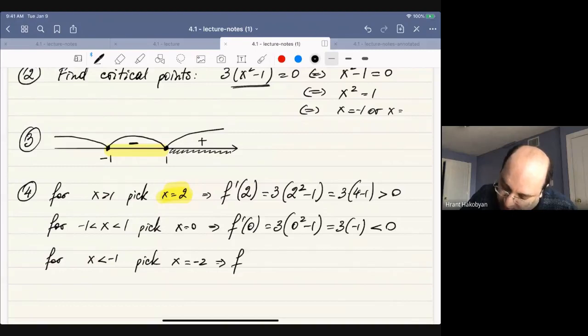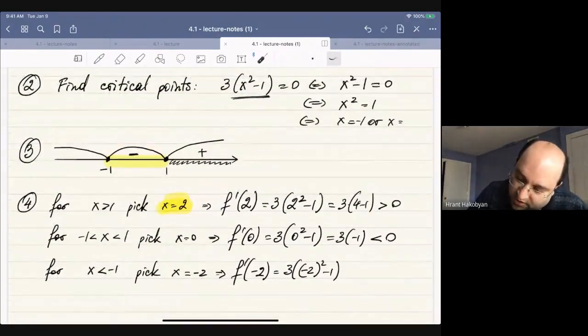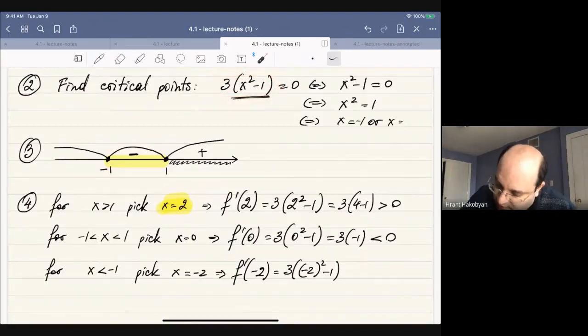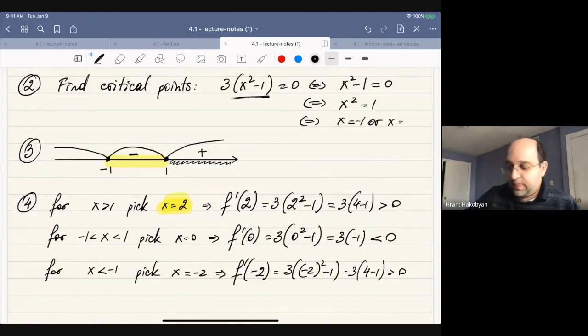Then I'm going to do f prime of -2, which is equal to 3 times -2 squared minus 1, right? So look here on the top. That's my formula for the derivative. So I'm going to plug in -2 instead of x. So I'm going to get 3 times (-2) squared minus 1. And that of course is what? 3 times 4 minus 1, which is positive again. Okay? So I have that this is positive here. Okay, so now we're in good shape.